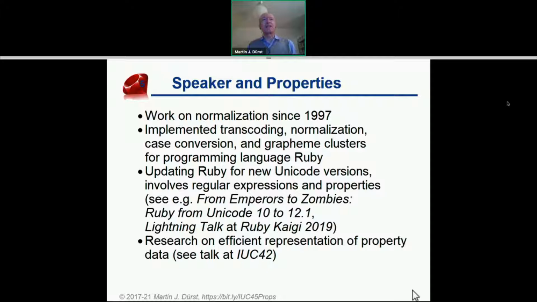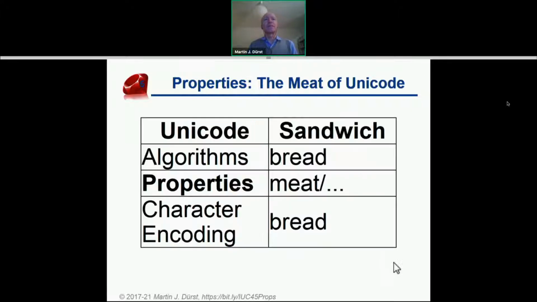Okay, speakers and properties. What's my relation to properties? I have been working on normalization, where properties are needed. I have implemented various different things that rely on properties. And I regularly update Ruby for new Unicode versions, and that involves looking at the properties in Unicode and how they change and how that affects the implementation. And now I've also had some earlier presentations on property data, tutorials and so on.